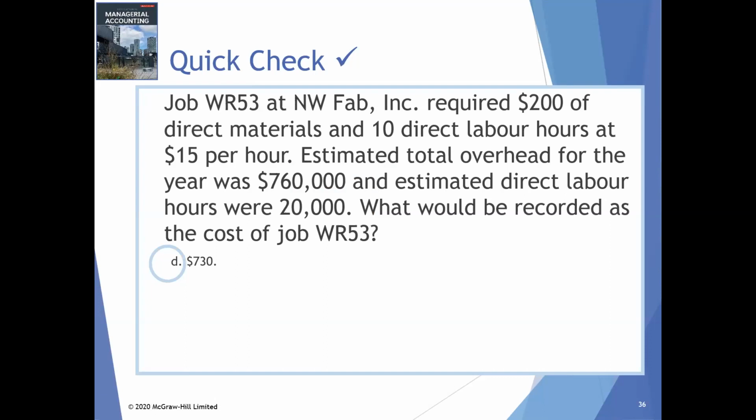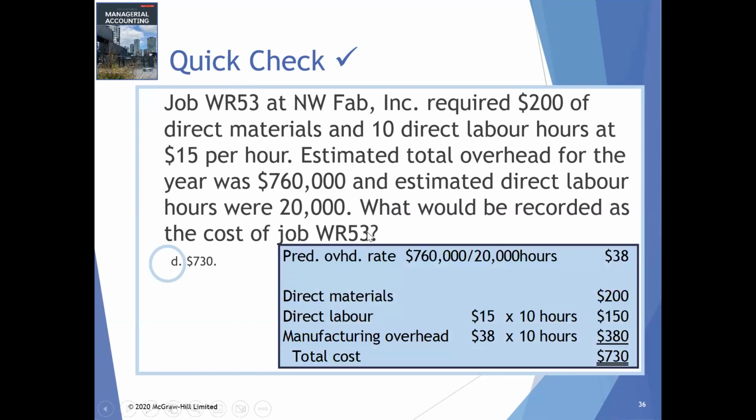I'm going to show you how we calculated it. Look at this. Predetermined overhead rate, POHR, is this much. This is estimated, and this is also estimated, so it is equal to 38 estimated per hour. Direct material is the $200 we have. Direct labor is 15 times 10, which is 150. The 10 hours will be the base for the manufacturing overhead. Manufacturing overhead is POHR times number of hours, so 38 times 10 is 380, and the total of all these will be the total cost.